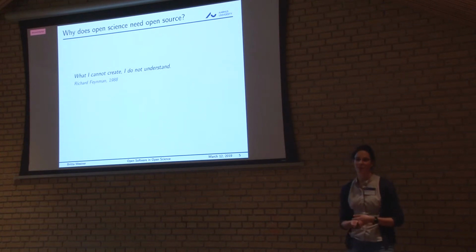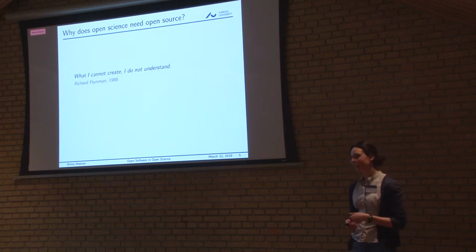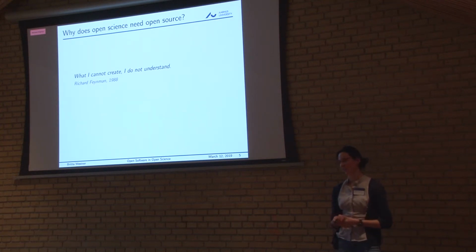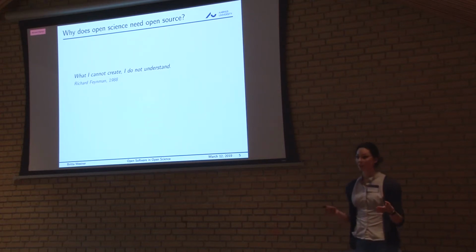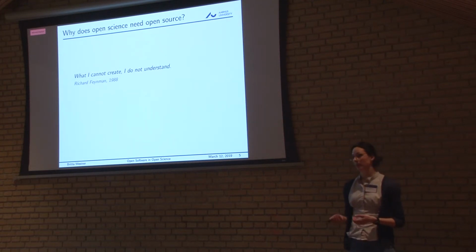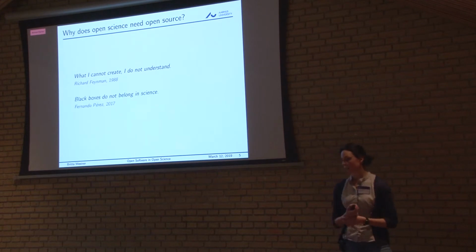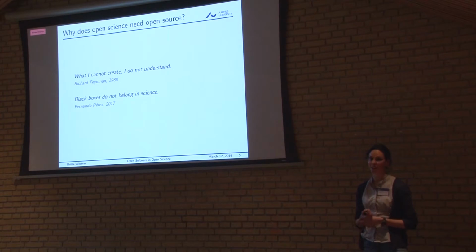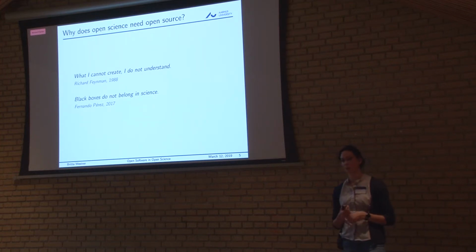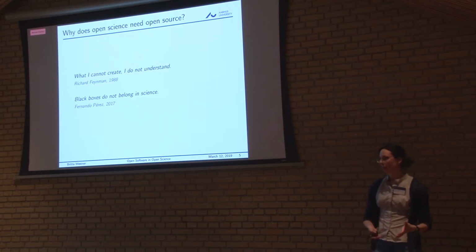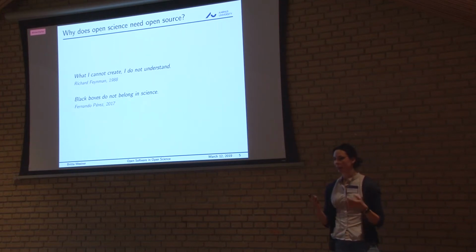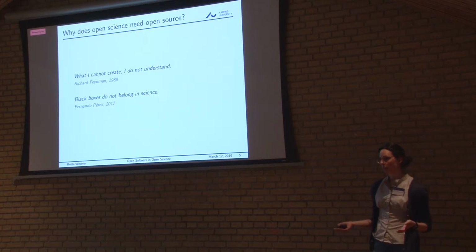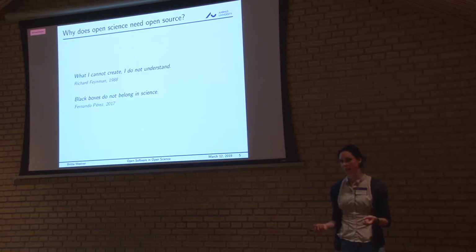So why do we talk about open source here? Why does science, or open science, need open source? Well, I'd like to quote Richard Feynman, the physicist, who was also an advocate of good science. He said, "What I cannot create, I do not understand." So if you're not able to recreate an analysis of someone else, you might ultimately not be able to understand it. And to quote Fernando Perez, who is also a physicist, but most known for inventing the interactive Python, IPython, he said, "Black boxes do not belong in science." This means that from doing your analysis to actually plotting, there shouldn't be any black boxes in there. And what you describe in a paper might not be enough to get rid of those black boxes.